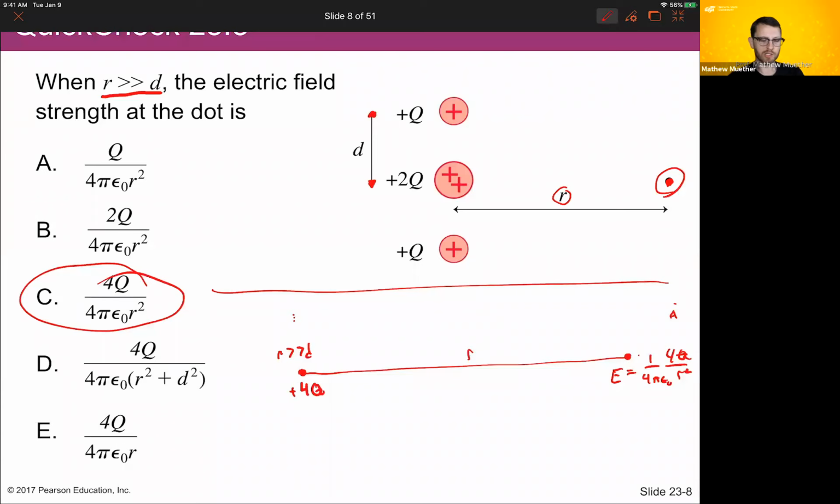Okay, any questions about this idea? What's wrong with answer E? This is one you should have been able to throw away immediately.